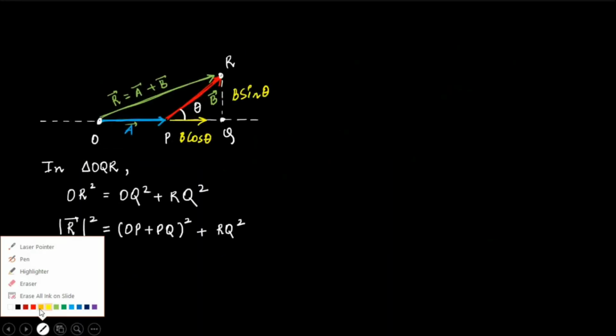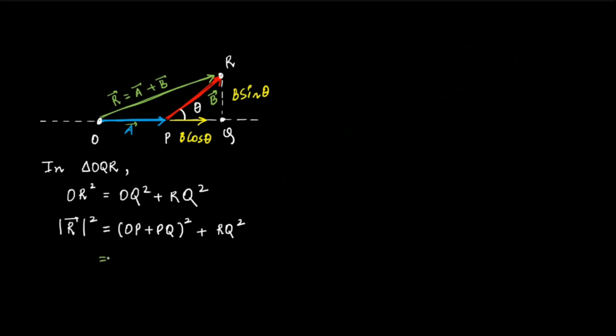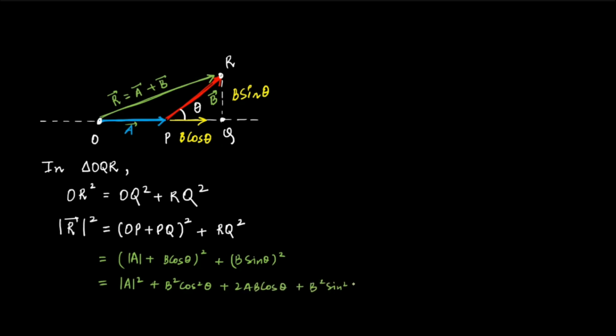So in place of these things, let me write their values now. It is going to be OP as A vector magnitude plus PQ, which is B cos theta, this whole square, and RQ is B sine theta whole square. Now I'm writing them really quickly. So this A plus B cos theta will become A plus B cos theta whole square. I have to solve using that relation. So it will become A square plus B square cos square theta plus 2AB cos theta. And this will become B square sine square theta.